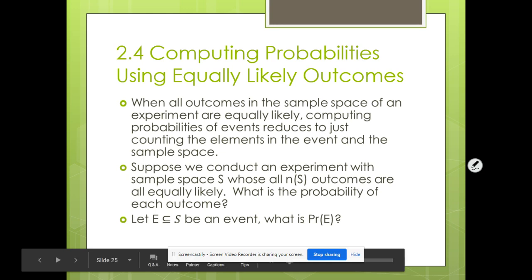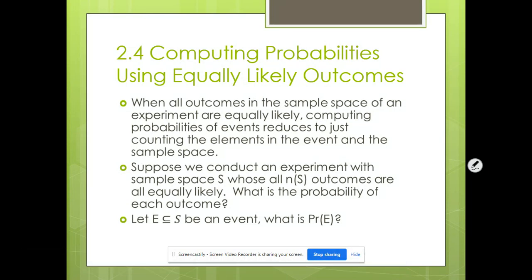All right, here we go. 2.4, last section, chapter 2. We're going to put everything we've learned in the first 3 sections into actually doing some probability, finding some probabilities. This whole section, everything is dealing with equally likely outcomes.